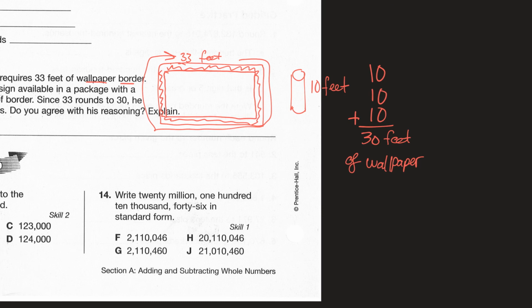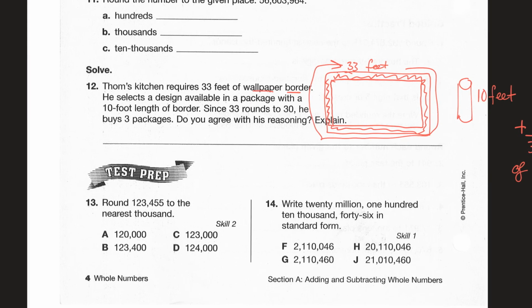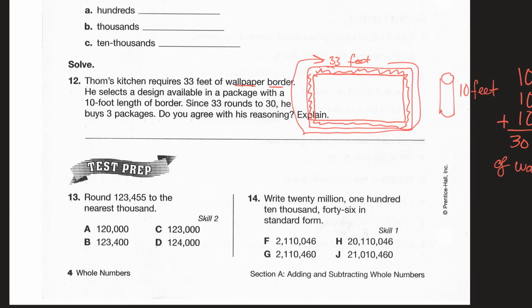Does he have enough to go all the way around the 33 feet? Well, I would say no. He bought 30 feet, but he needs 33 feet. So I would probably say no. Do you agree with his reasoning? No.